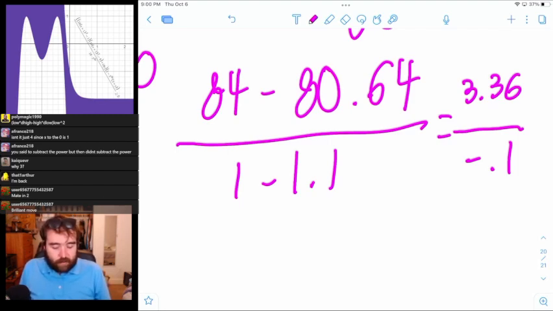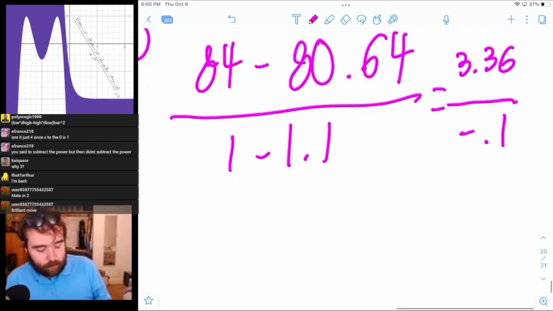You could even check it real quick to make sure it makes sense. 80 plus 0.64 plus 3.36. It does indeed get you 84. So you're happy on that. Right? Because it fills up, so it gets 81 plus 3. Yeah, so that's 84. So then 3.36 divided by negative 0.1, that's, well, remember, you're going to multiply by 10.